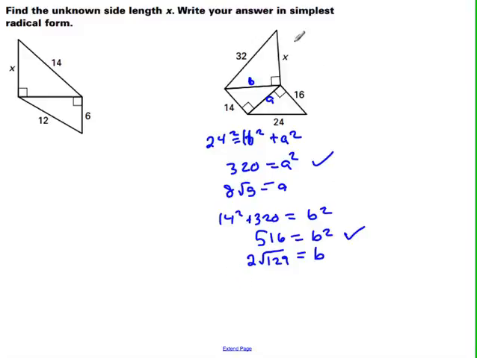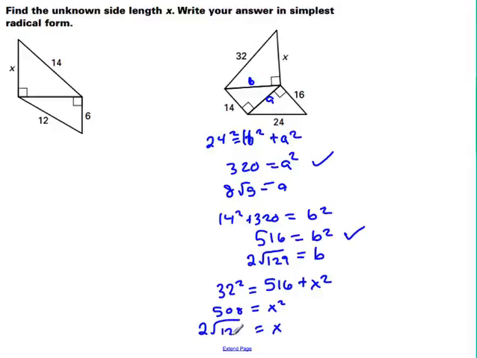So in this triangle now, 32 is the hypotenuse, so 32 squared is going to equal B squared, which is 516, plus x squared. I'll subtract these to get x squared equaling 508. I'll then want to find this in simplest radical form. So x is going to equal 2 times the square root of 127.